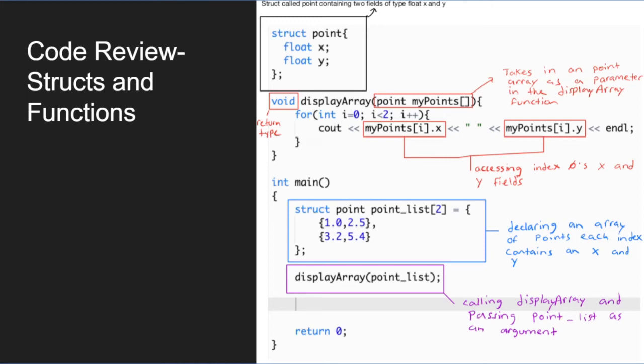I have a question as well. Yeah, go ahead. So is the order in which they're presented in the array the order in which they're declared? Are you talking about the float x and float y? Yeah. So for the first one, it's 1.0, 2.5. That's x, y, right? Yes, exactly. So if you had a z, it would be 1.0, 2.5, and then z. Okay.